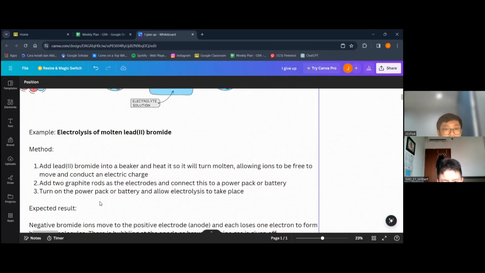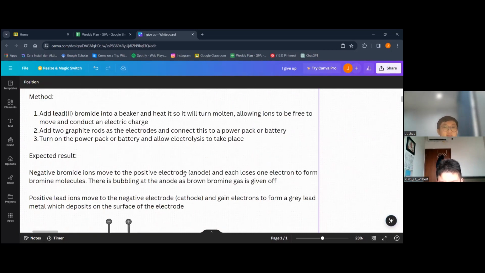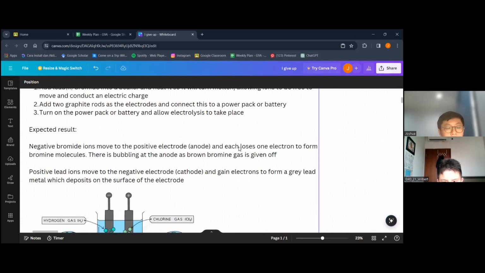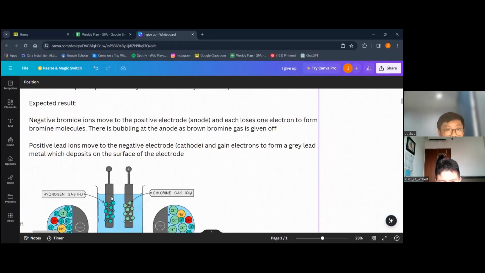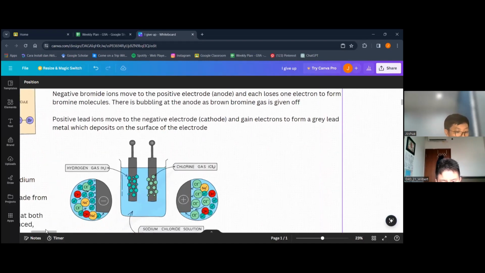So the expected result from the electrolysis of lead bromide is that the bromide ions move to the positive electrode, the anode. So basically what I explained earlier, there is bubbling at the anode as brown bromine gas is given off. So if there is a detail about brown gas forming in the lead bromide electrolysis, it's bromine. And the positive lead ions move to the negative electrode, which is the cathode, and gain electrons to form gray lead metal.